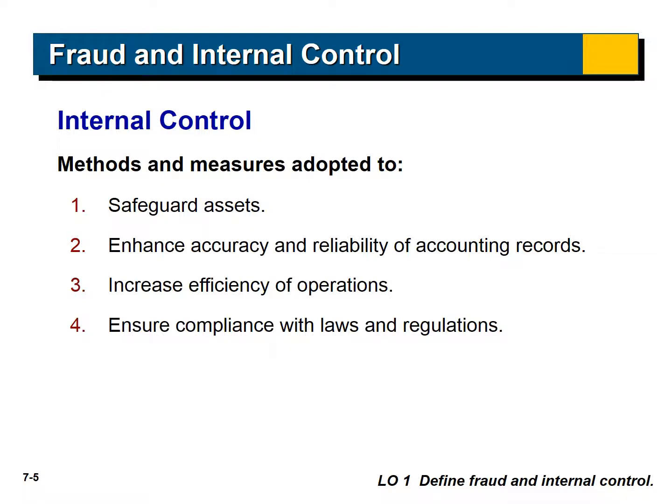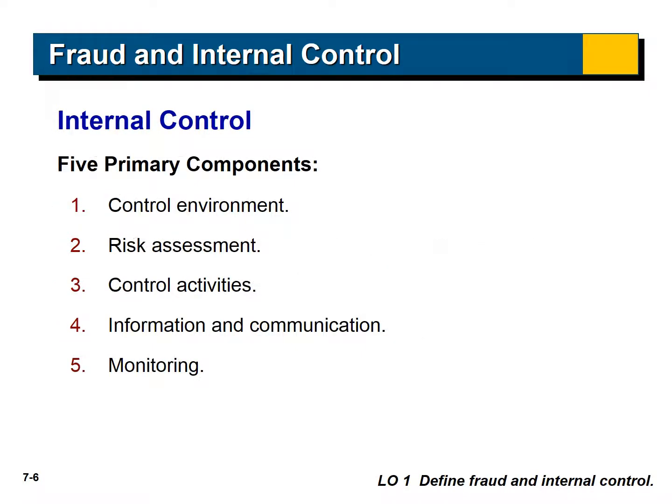Those are methods and measures adopted inside the company, internal procedures and policies, to make sure that your assets are safeguarded, nobody steals them, the accounting records are accurate and reliable, your operations are efficient, and that the company is complying with all laws and regulations. There are 5 primary components of them, which we'll talk about as we go along, but they are the control environment, risk assessment, control activities, information and communication, and monitoring. We're going to take those one at a time.